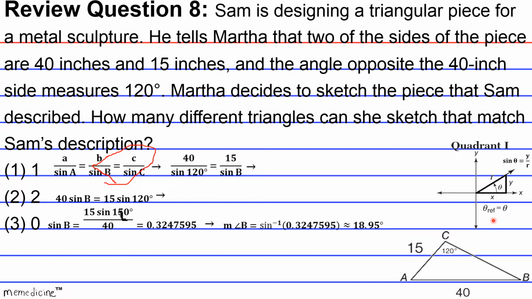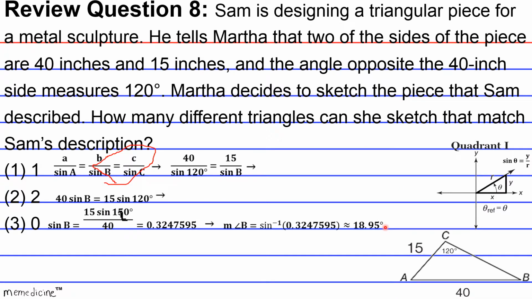So the reference angle, again, is the positive acute angle that theta makes with the x-axis. And remember that acute angles fall between 0 degrees and 90 degrees. And that's why our angle is an acute angle in quadrant 1, hence the value 18.95. It's greater than 0 degrees, yet less than 90 degrees, okay?